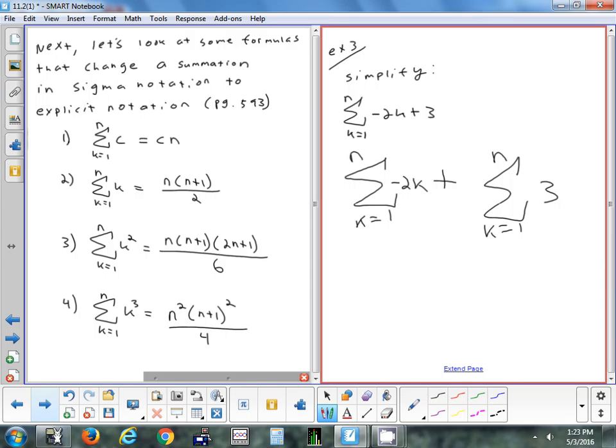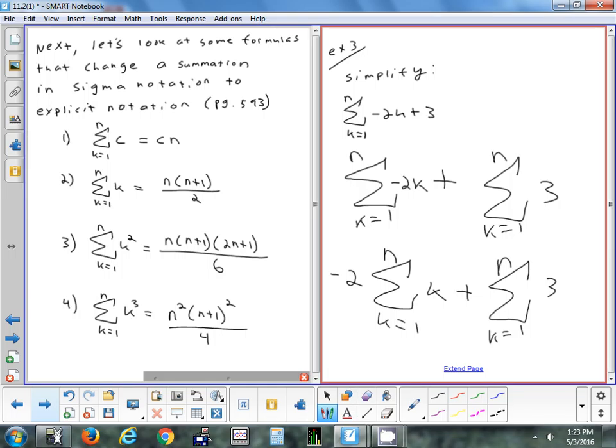Now, the second summation we could do right now. I showed you one just like that earlier. It's from 1 to n of a constant. So that one we could do. But for the first one, I need to have just a k. Does anyone remember what I'm allowed to do with a number? Yep, you can move it right to the front of that sequence. So we're going to have negative 2 times the sum from k equals 1 to n of k, plus the sum from k equals 1 to n of 3.